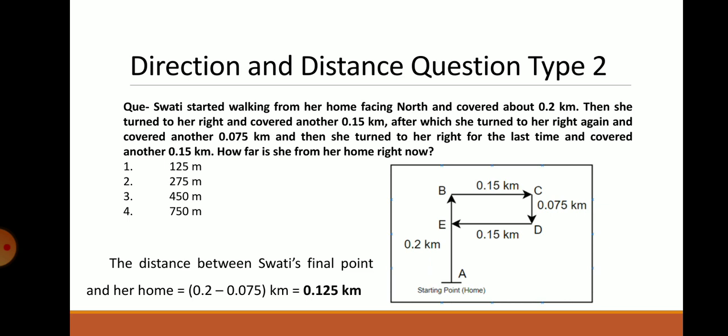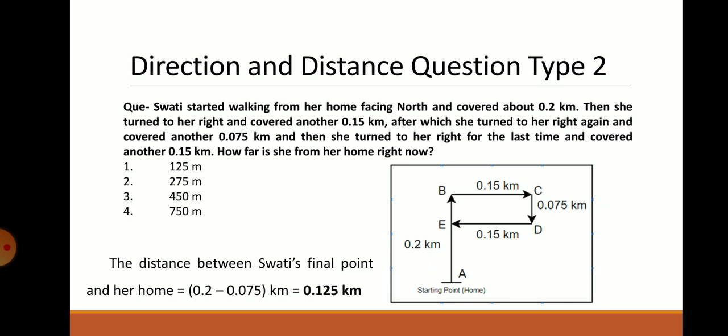Next it is given that she turned to her right again and covered a distance of 0.15. Again from point D to point E you will come, that is towards the west direction, and point E will be her final position. How far is she from her home right now? So right now she is far from home by the distance AE, the distance between point A and E.